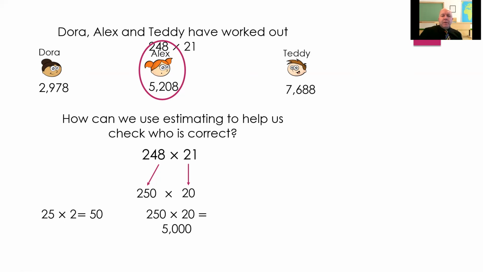So we can estimate that Alex is correct. Okay? Does that make sense? Rounding the numbers to nice friendly ones. So instead of 248, we're dealing with 250, a much nicer number. 21 becomes 20 because it's a nicer number, easier for us to work with, so we can make a sensible estimation as to what the answer is.